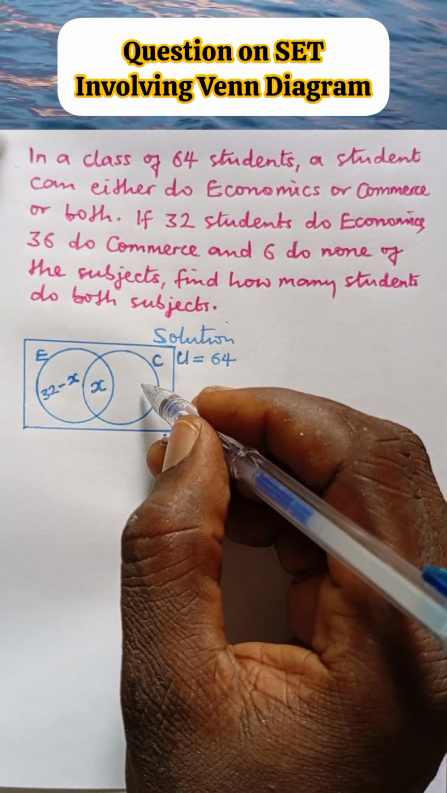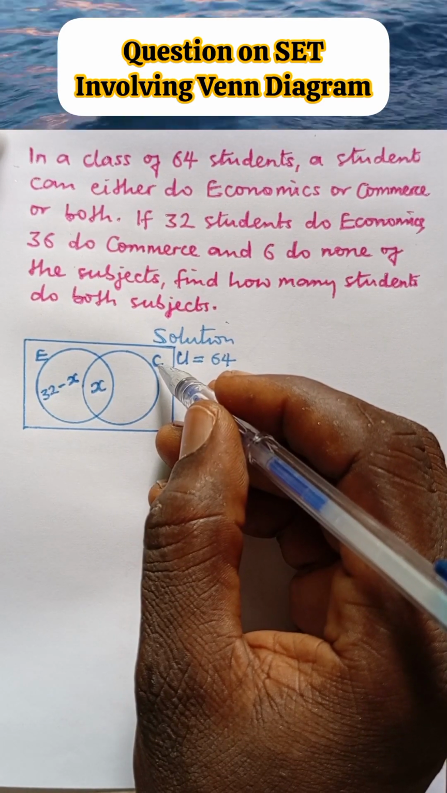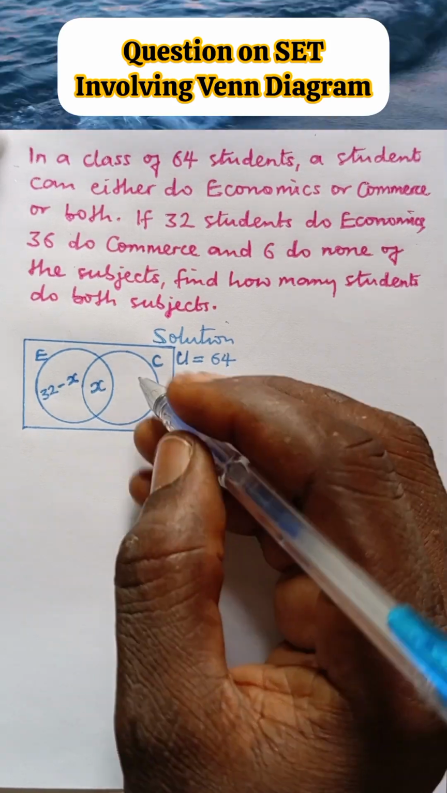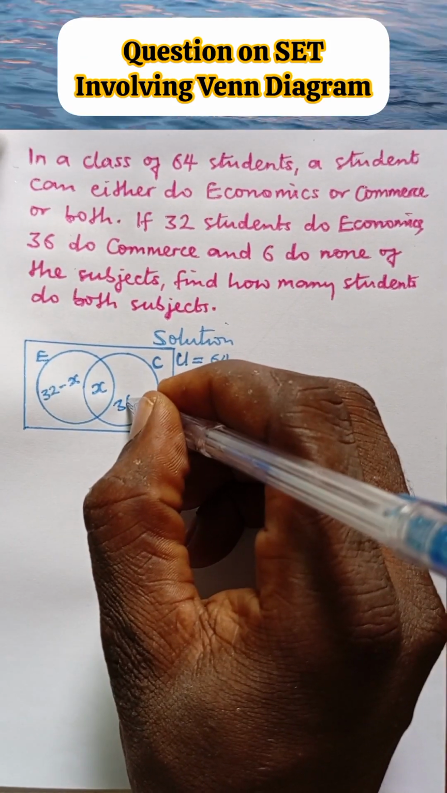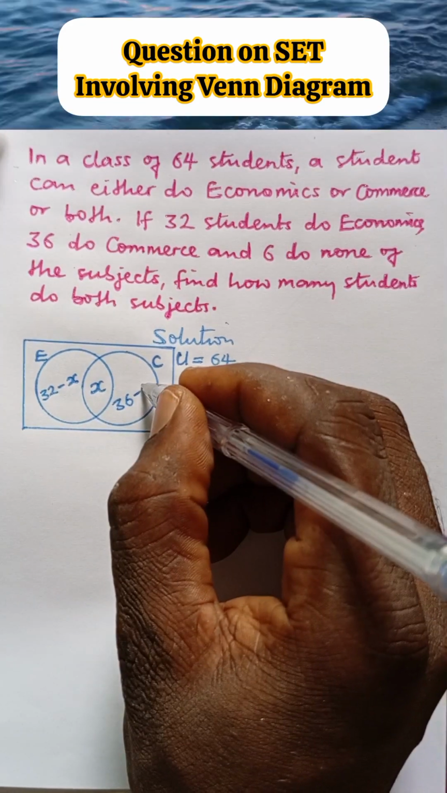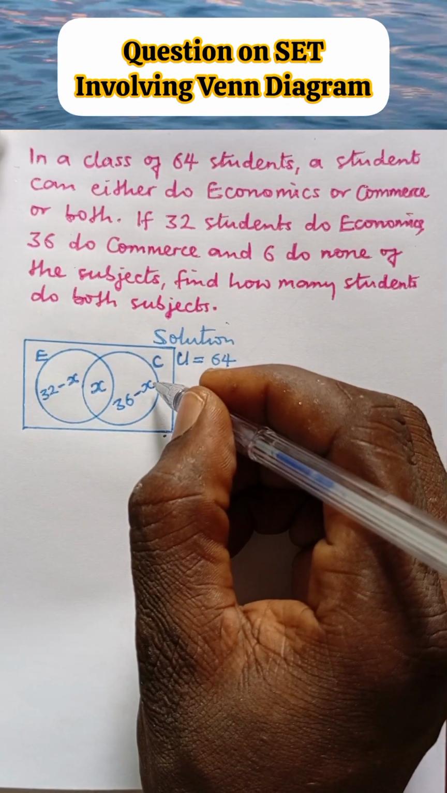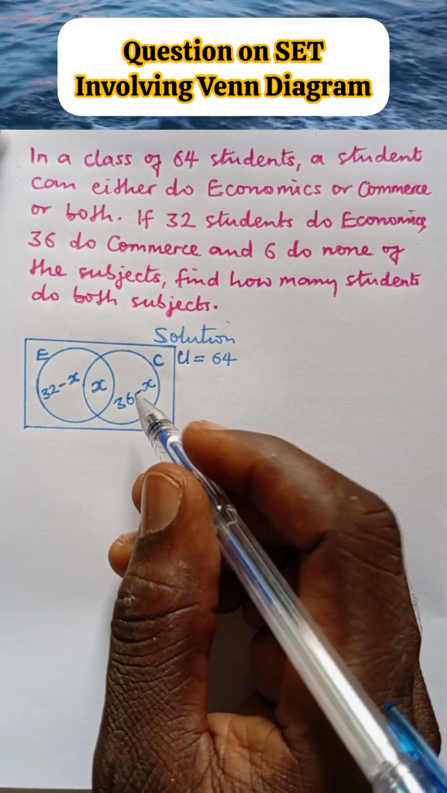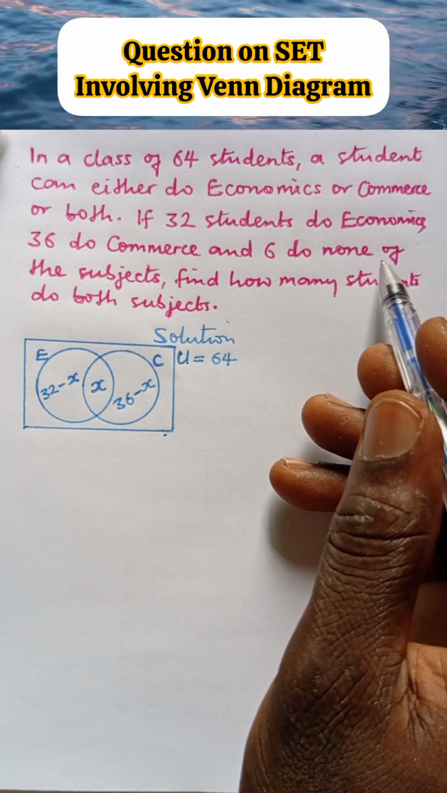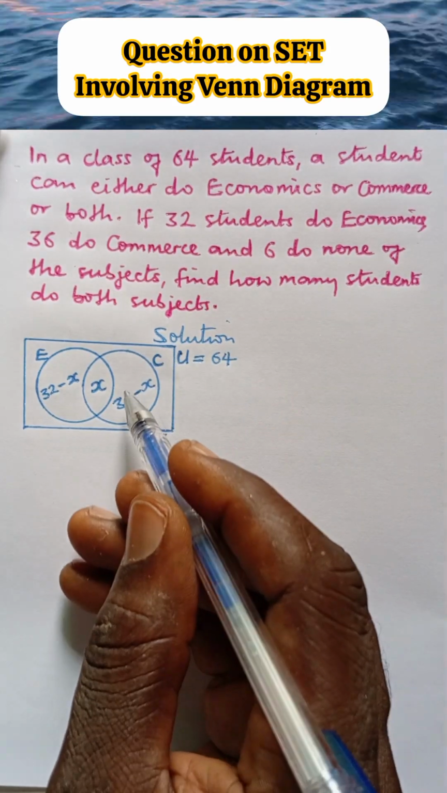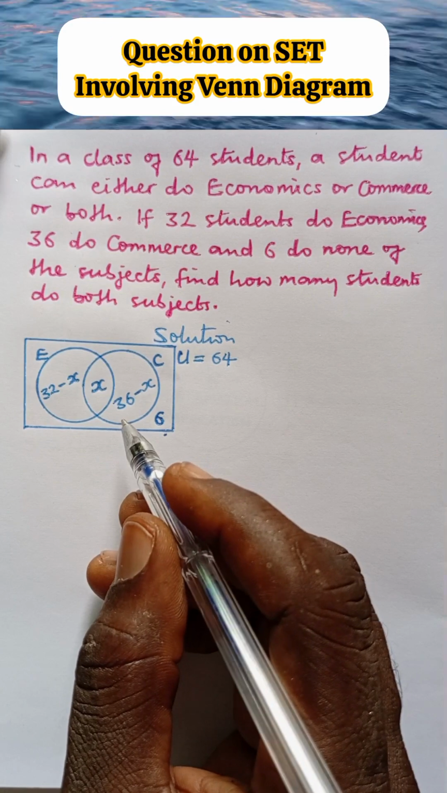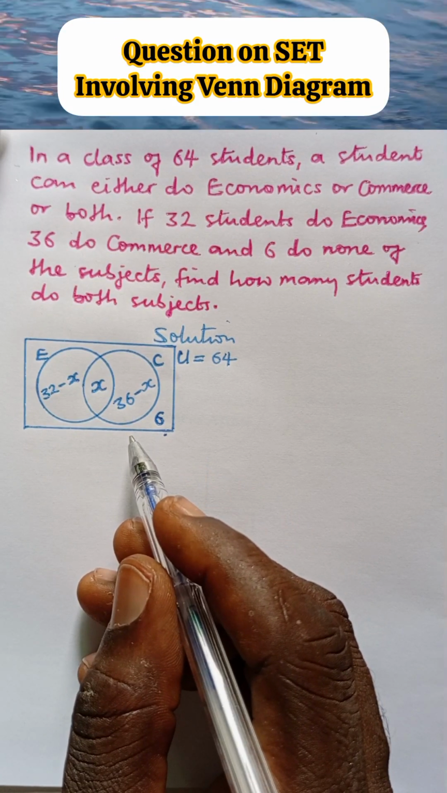Similarly, the number of students that do only commerce will be the total number of students that do commerce, which is 36, minus the number of students that do both economics and commerce, which is minus X. The question also says that 6 persons do none of the subjects, which means 6 of the students do not belong to any of these circles. So let's put it outside here. So now we have completed our Venn diagram.